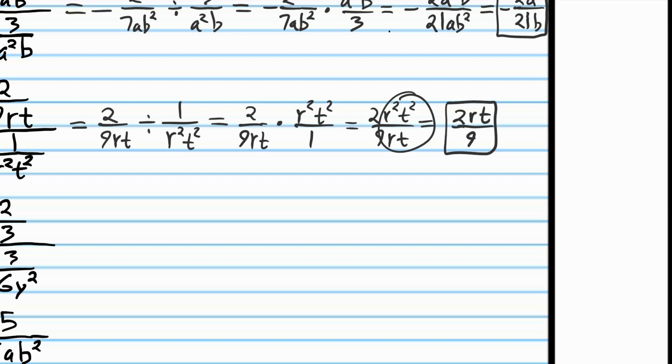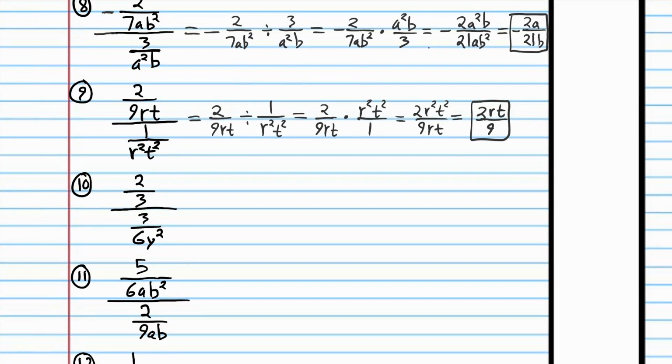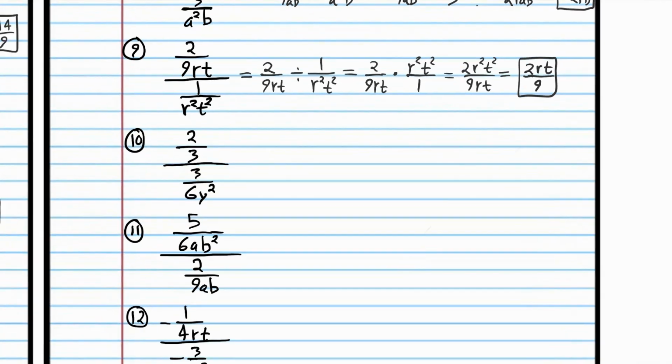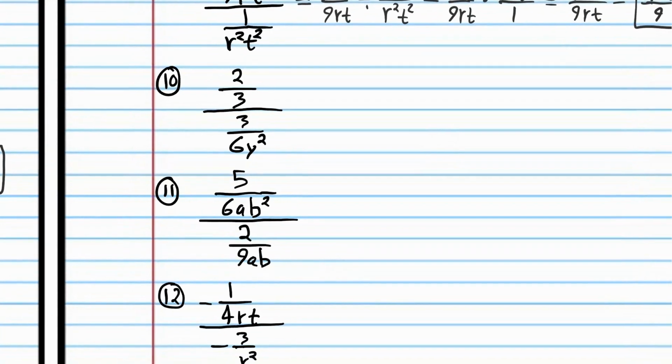Again, you subtract the powers. 2 minus 1 gives you 1R, 2 minus 1 gives you 1T. And the T's are on the top because there are more T's in the top than in the bottom. So if you got that answer, good job. All right, try number 10, and when you come back, we'll do it together.